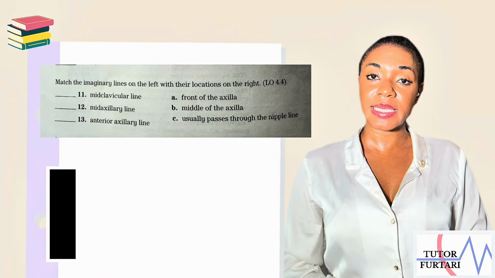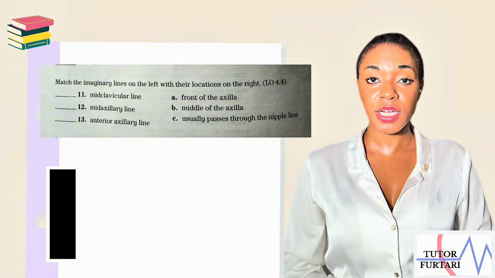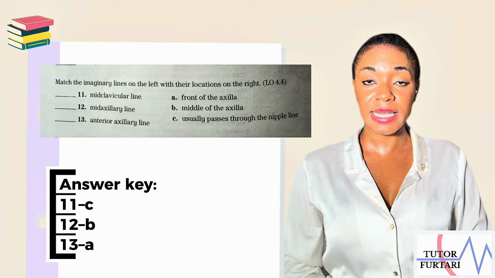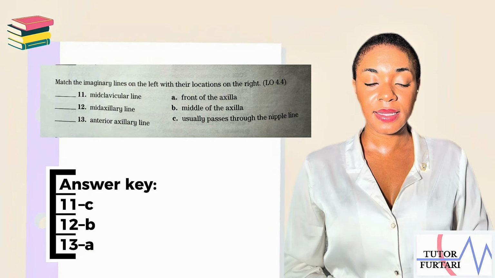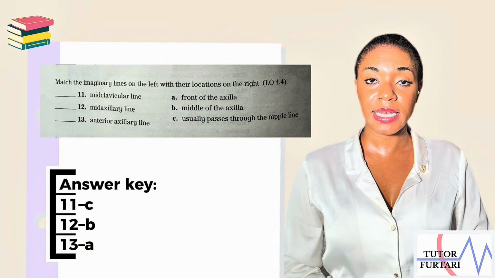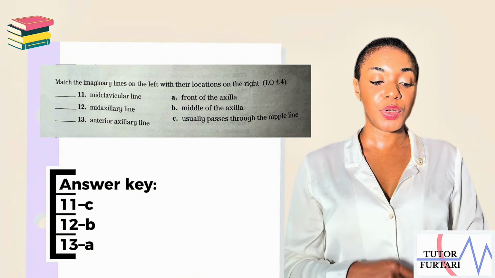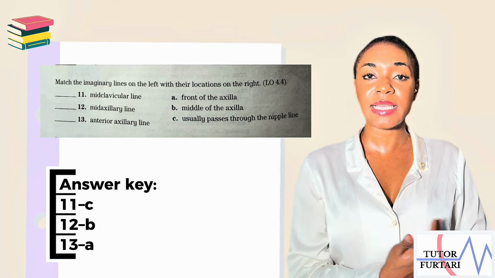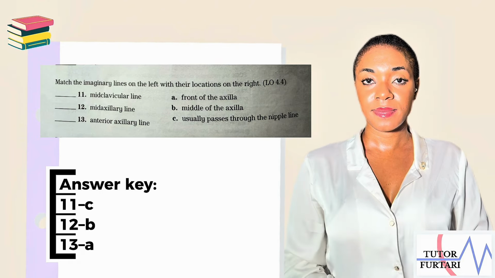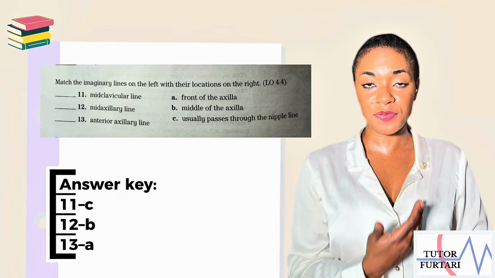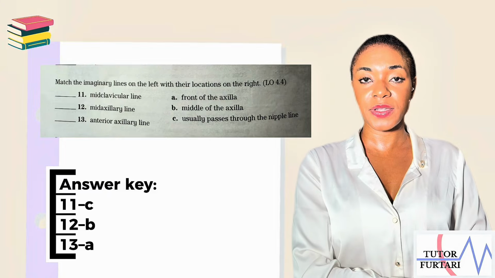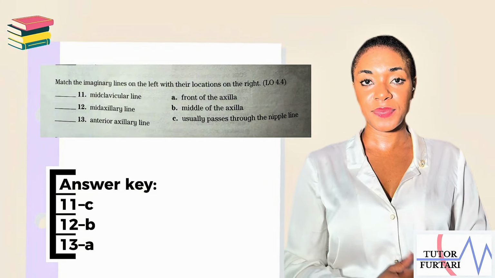So number 11 is C, mid-clavicular line. Number 12 is B, mid-axillary line. While number 13 is anterior axillary line, which is A. So can you guess what lead goes on number 11, 12, and 13? Number 11 is V4. Number 12 is V6, while number 13 is V5.